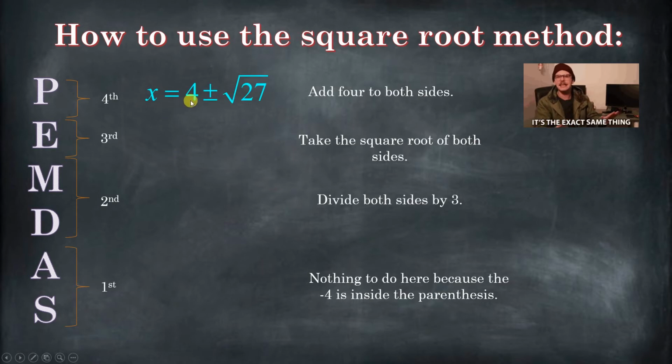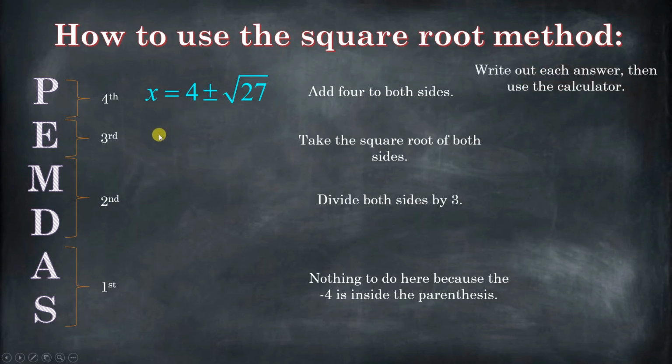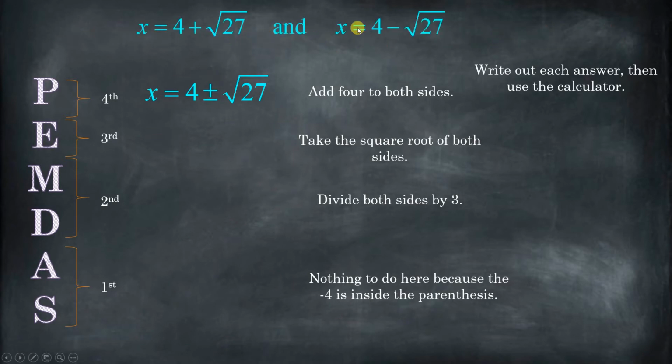Now you have 2 answers here. You have 4 plus the square root of 27, 4 minus the square root of 27. So you're going to use your calculator to plug those numbers in. Boom, done, no problema. So I know we did that example rather quickly just for an overview. Let's look at another example more carefully now, shall we?